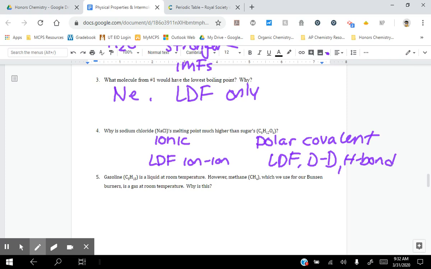But even so, I know that ion-ion attractions are much stronger than dipole-dipole and H bonding attractions. So just the fact that it is an ionic compound is enough for me to say it's going to have a higher melting point.